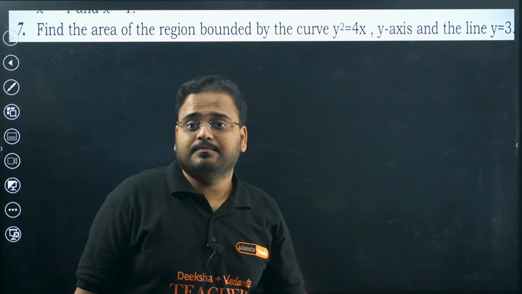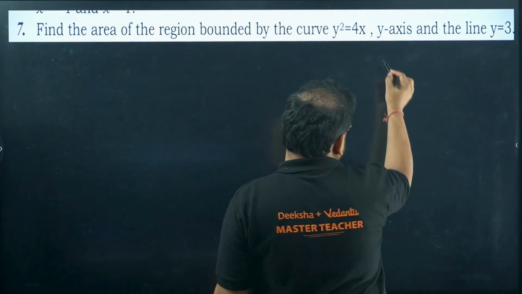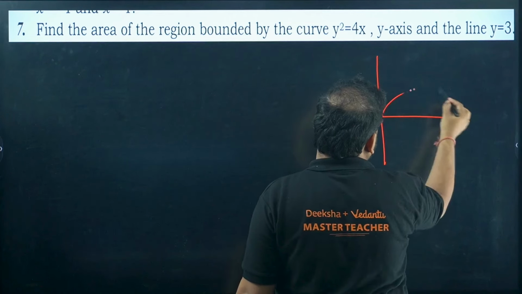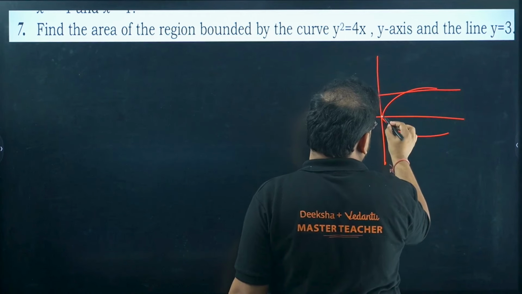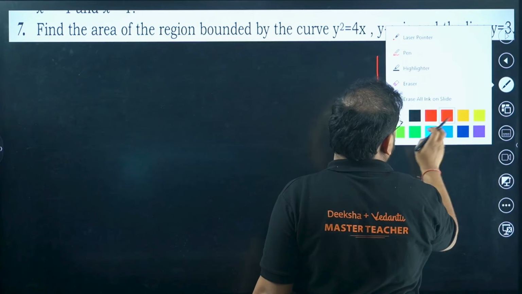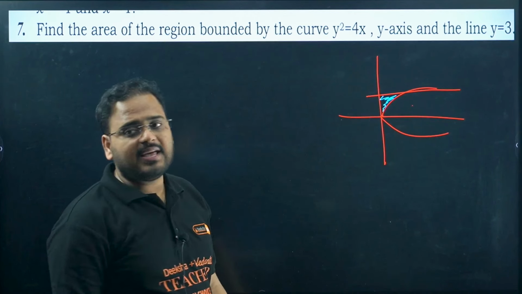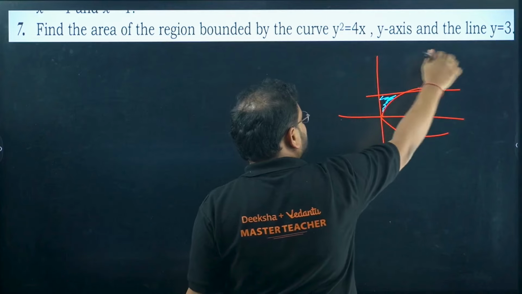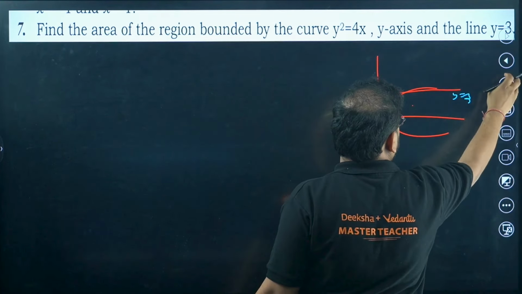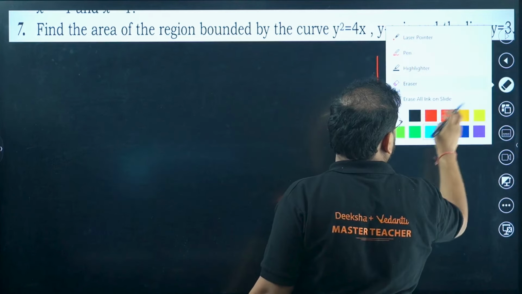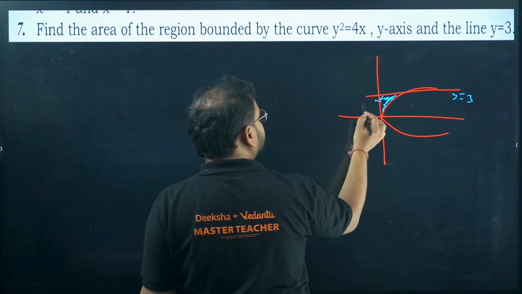Find the area of the region bounded by the curve, the y-axis and the line y equal to 3. Symmetric about the x-axis. This is the curve, this is the y equal to 3 line, and this is the y-axis. It means this right here is my required area. They are saying this curve, the line y equal to 3 and the y-axis. The required area is over here. This is my required area, A.